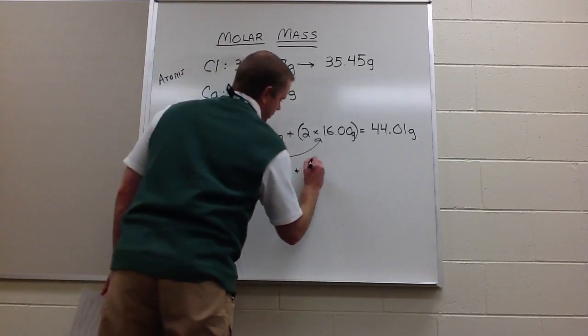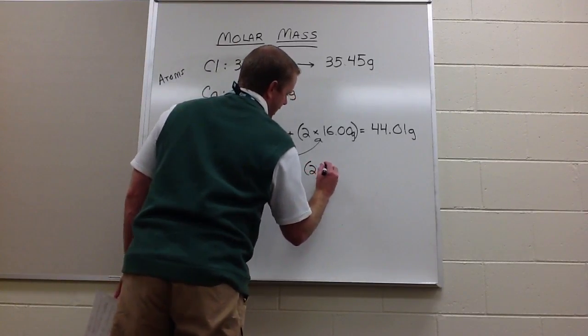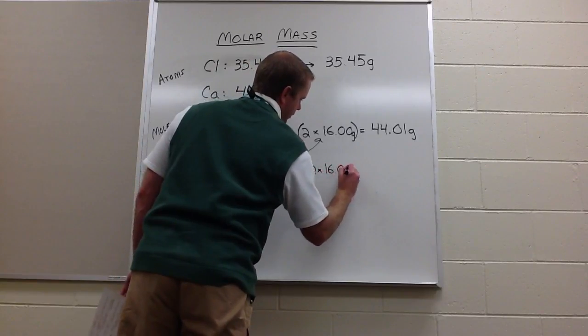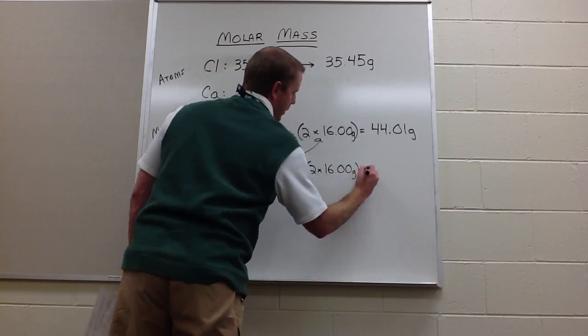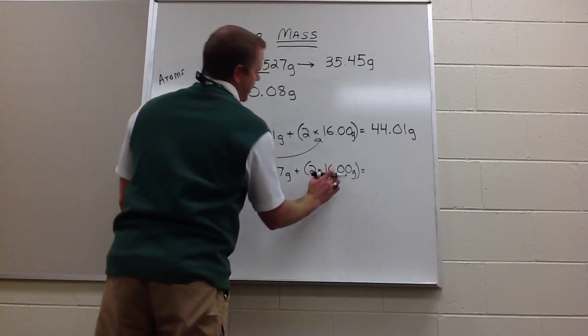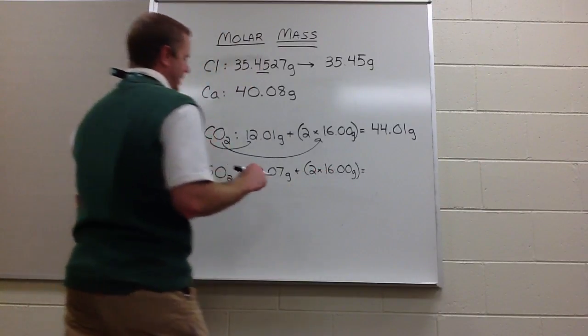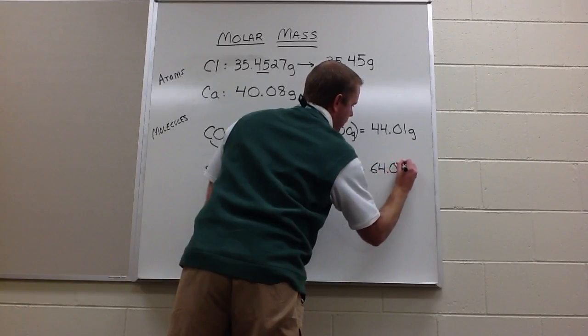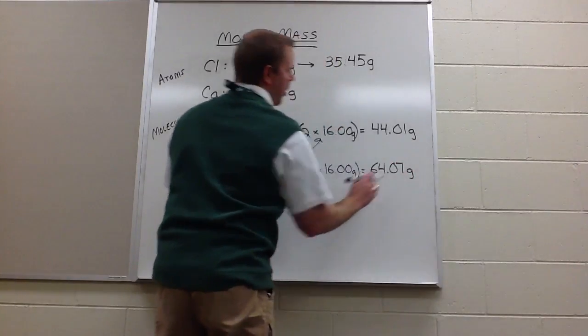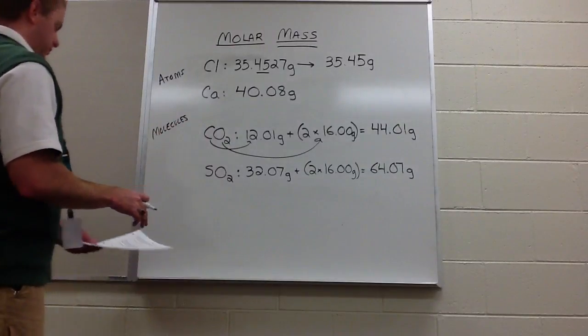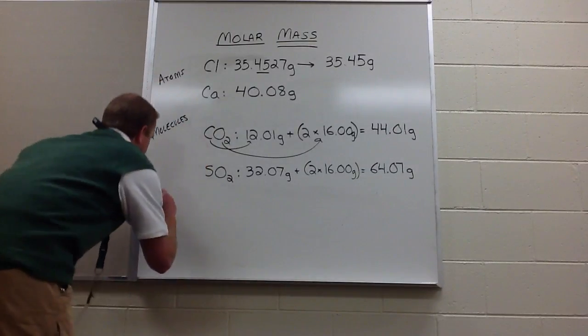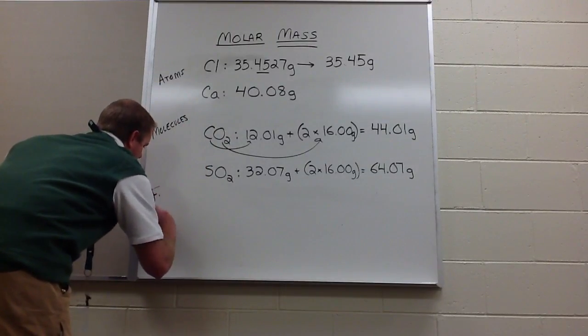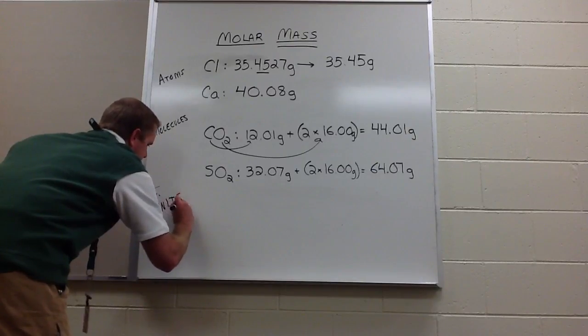We still have two oxygens, 15.994 rounds again to 16.00 grams. You take 32.07, you add 2 times 16, and so that's 64.07 grams. Again, we're always going to round to the hundredths place. Then two more. Okay? Sometimes we're talking about formula units.